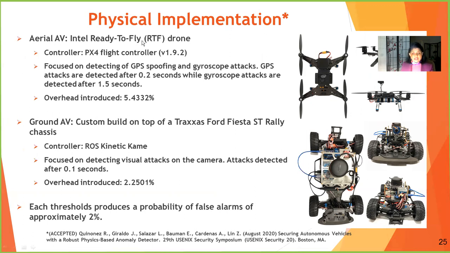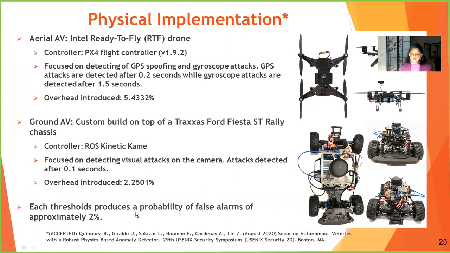Then our physical implementation, remember we did it for drones and then cars. For the aerial vehicle, we used the Intel Ready to Fly drone with the PX4 flight controller, focused on detecting GPS spoofing and gyroscope attacks. GPS spoofing is detected after 0.2 seconds and gyroscope attacks after 1.5 seconds. Overhead is about 5.4%. For the ground system, we built on top of the Traxxas Ford Fiesta ST Rally car with a ROS Kinetic camera-focused controller, detecting visual attacks on the camera. Attacks are detected after 0.1 seconds, with overhead of 2.25%.